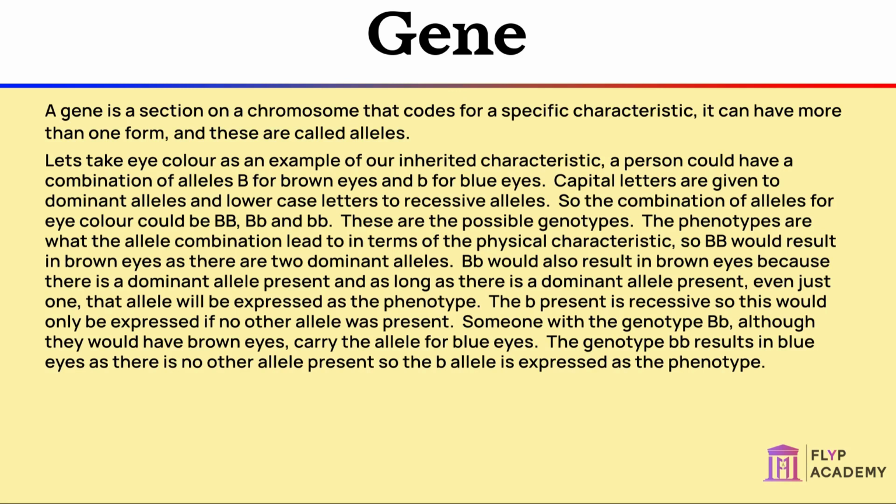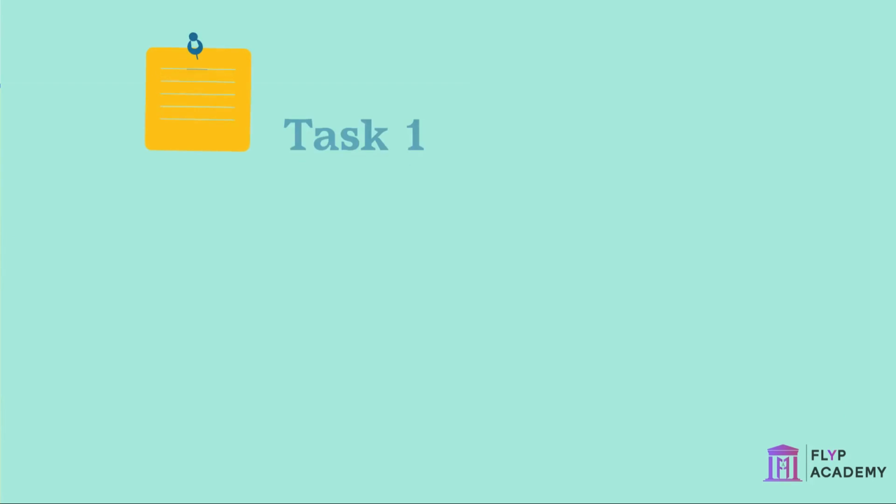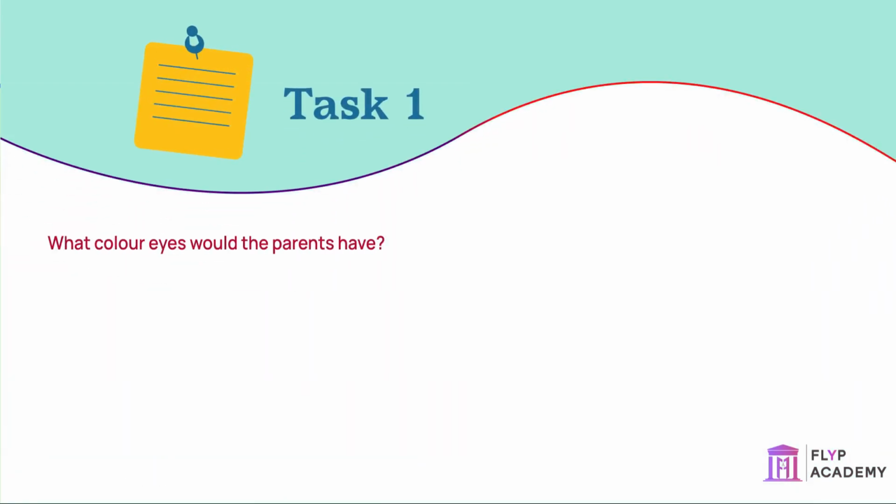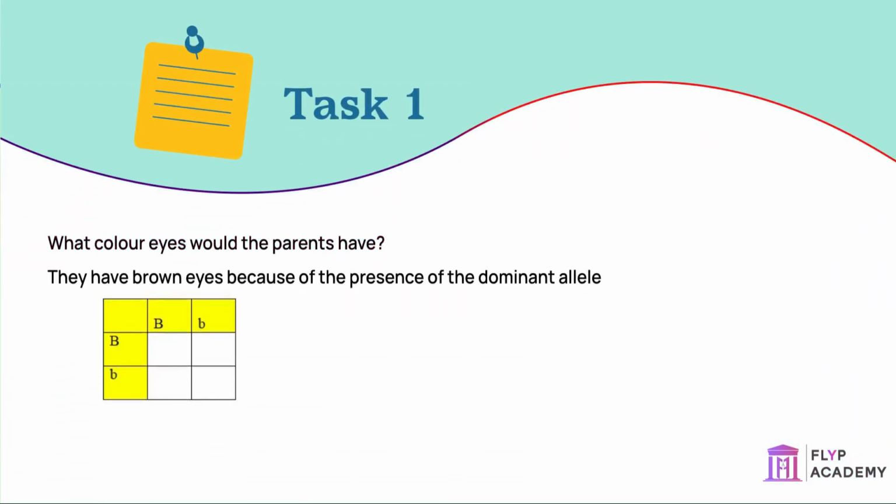Let's see the offspring genotypes for eye colour of parents who are heterozygous. This means they have two different alleles, so they must have the capital B allele and the small letter b allele. We put the parent genotypes in the sides of our grid. Task: what colour eyes would the parents have? They have brown eyes because of the presence of the dominant allele.